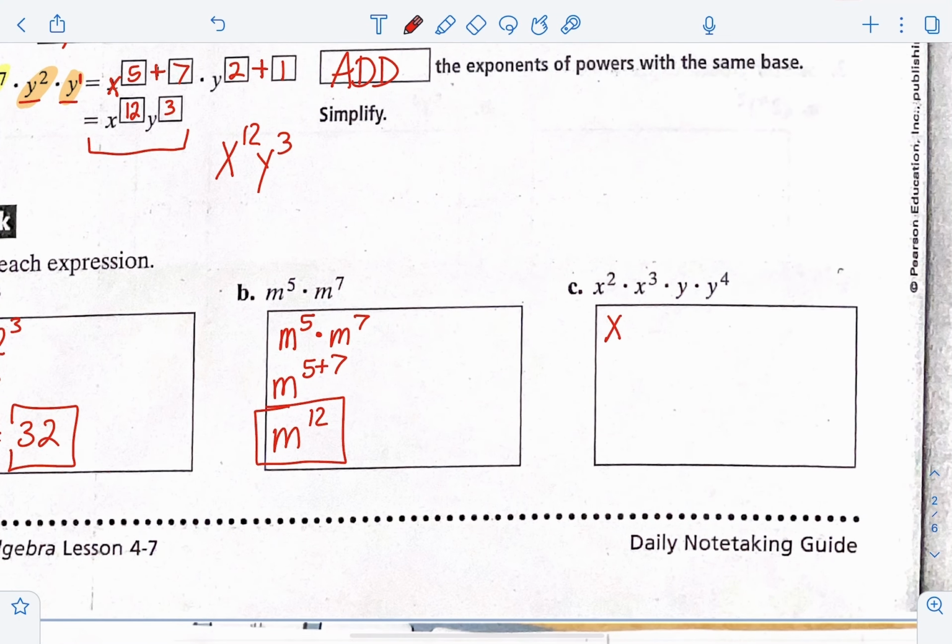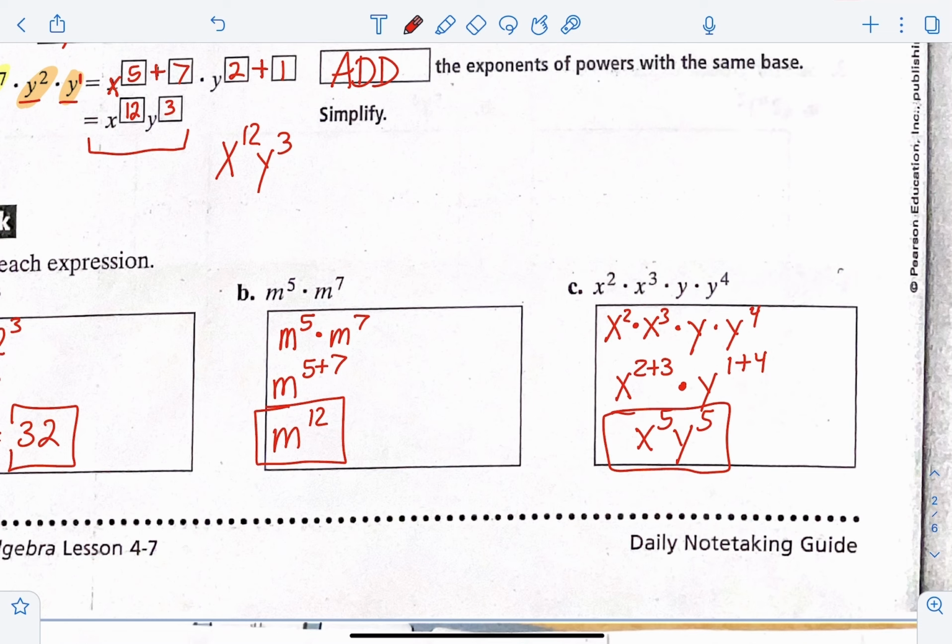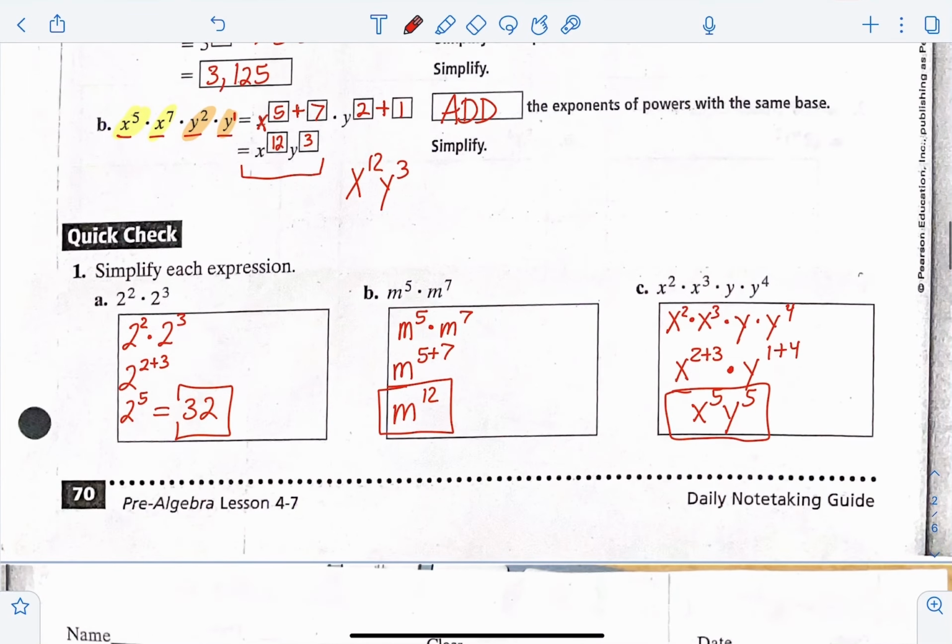Very similarly over here, we have x to the 2 times x to the 3 times y to the 4th. So we're going to have x to the 2 plus 3 times y to the 1 plus 4. And then we're going to combine those to our final answer. So it's going to be x to the 5, y to the 5. And that is our final answer. Again, noting that in the final answer, we do not have a dot between those variables. All right, when you're ready, go ahead and flip over your paper, and we'll start on the second page.